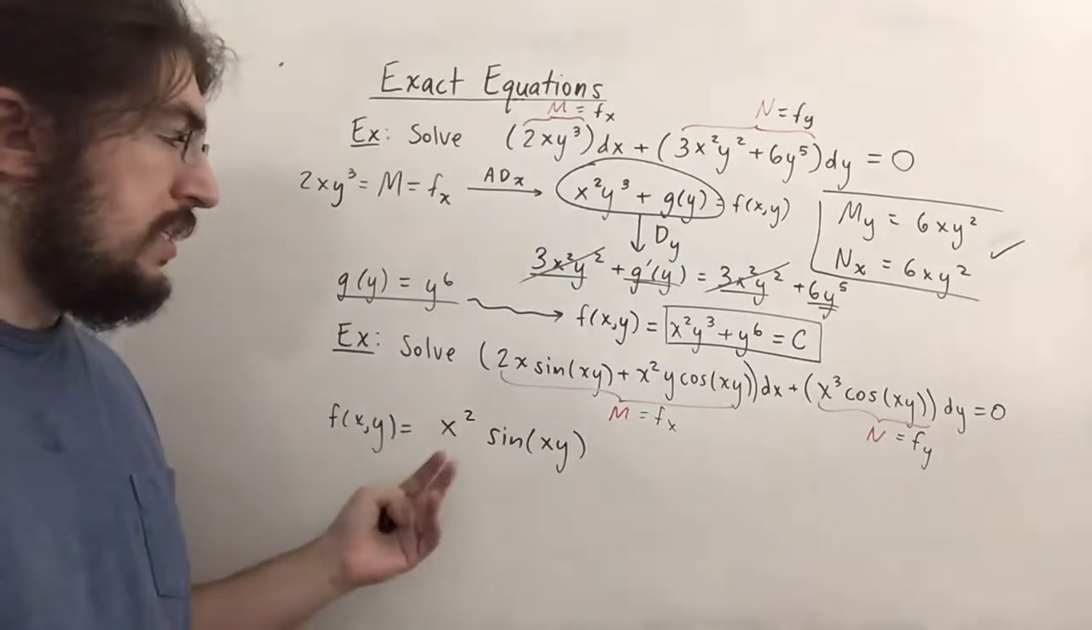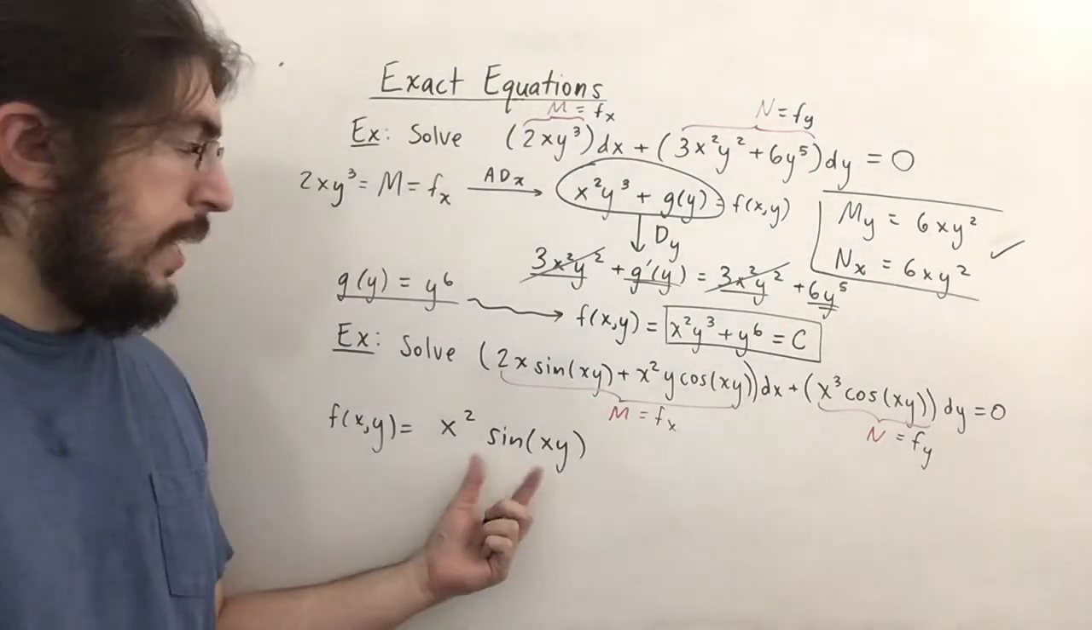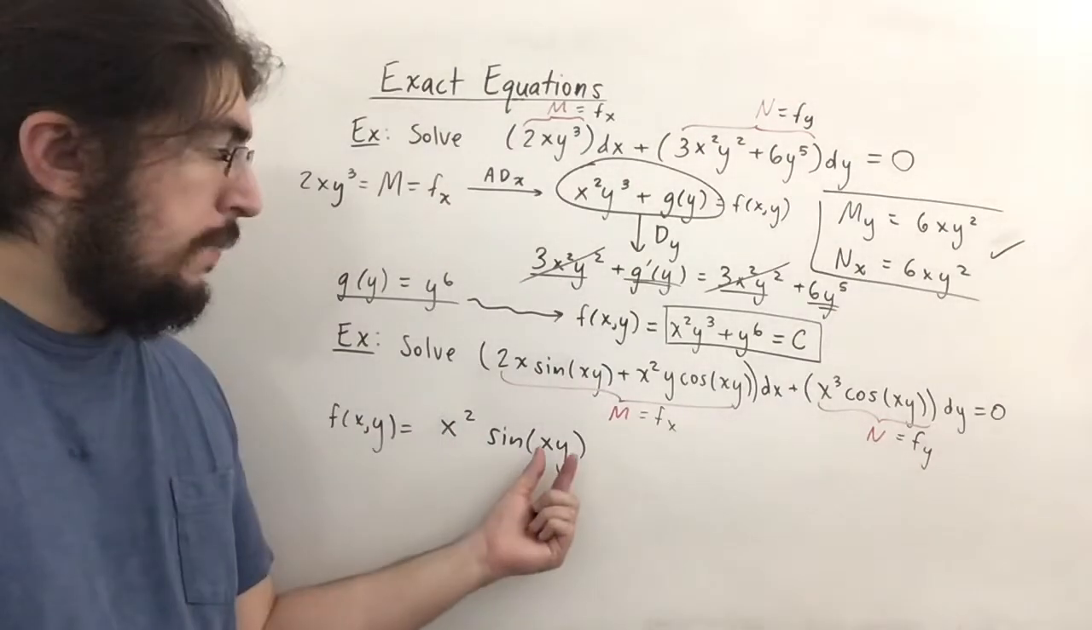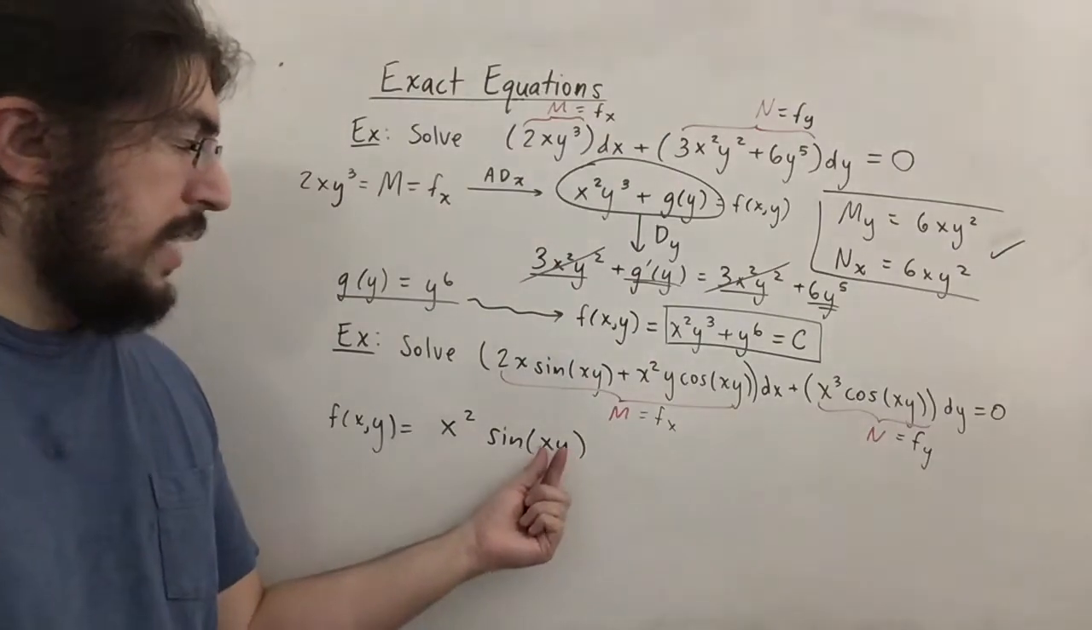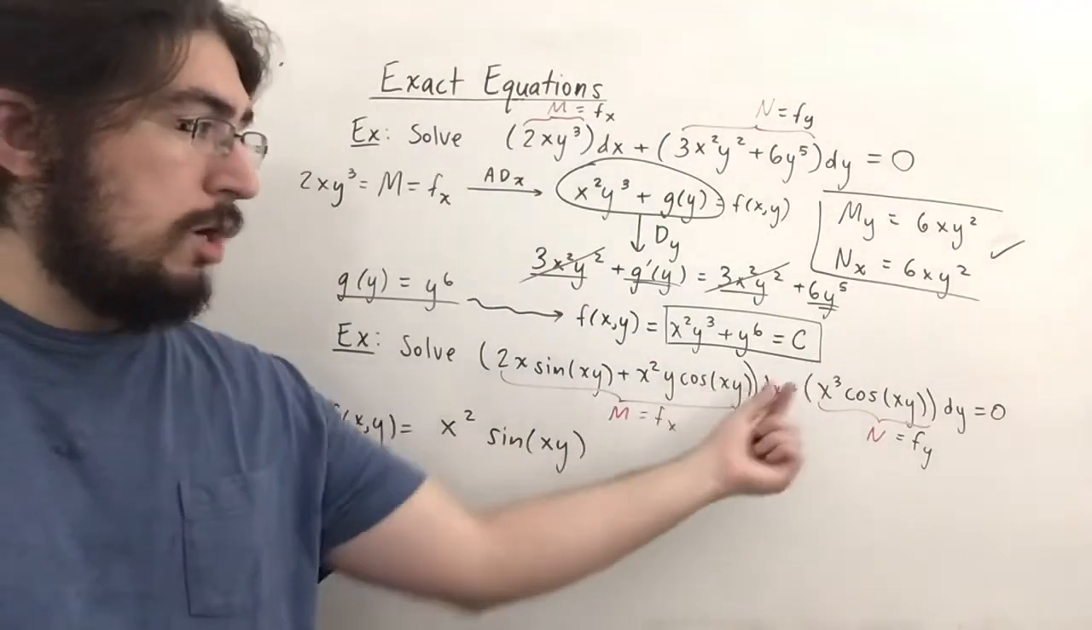Now you can verify this indeed works. Derivative of this with respect to y. Derivative of sine is cosine. By chain rule, derivative of the inside with respect to y is x. We gain a new x on the outside with cosine of xy.